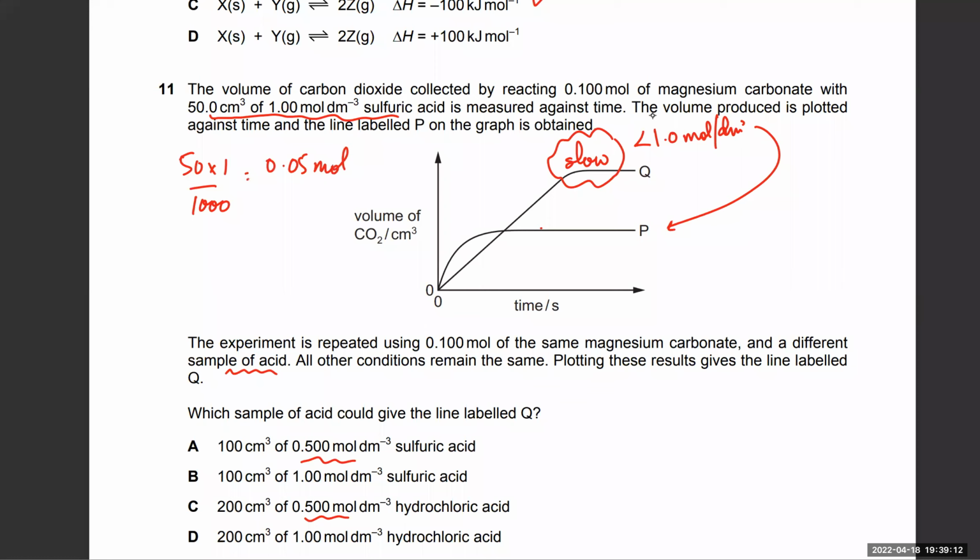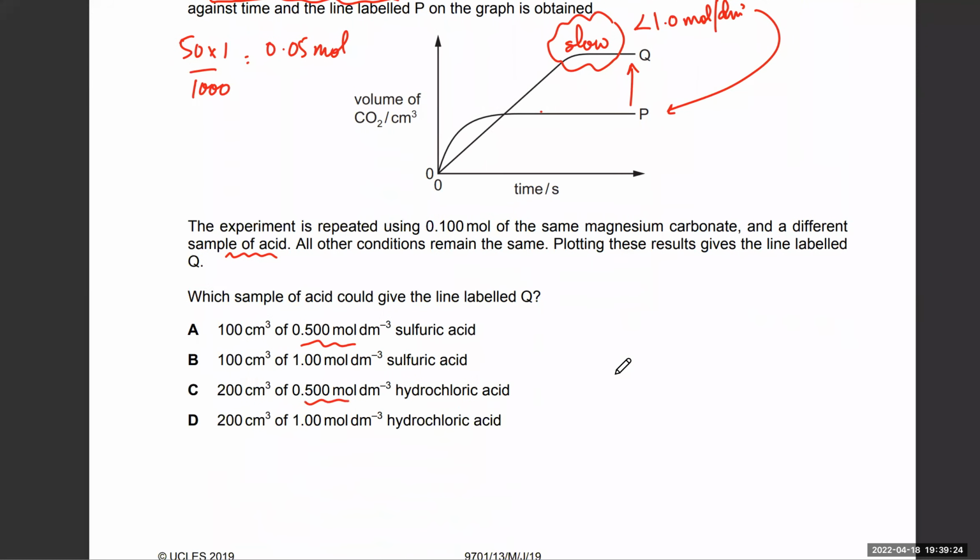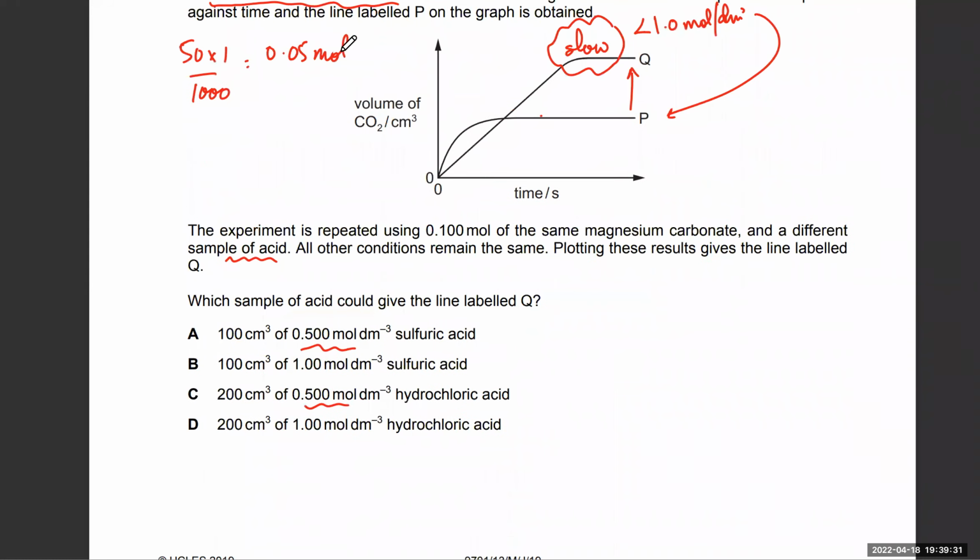Now you can see that the amount of gas has doubled. So that means although you're using a more dilute acid, the moles of acid are going to be double, because of the gas burn here. So there's going to be a lot more Q formed. So by just looking at it, the amount of acid must be double, so it should be greater than 0.05. So this is 100 into 0.5. This is exactly 0.05, right?